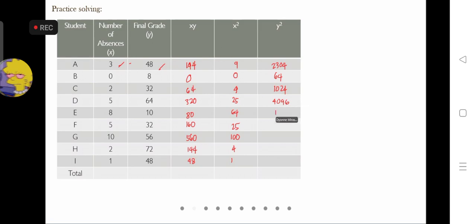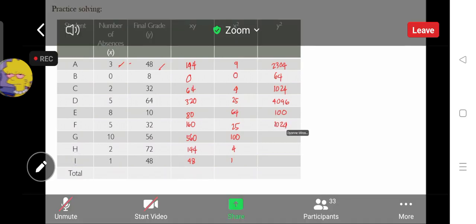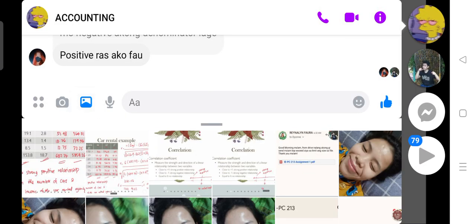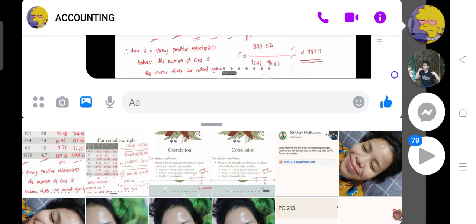10 squared is 100. 32 squared, 1,024. 56 squared, 3,136, miss. And then 72 squared, 5,184, miss. And then 48 squared, 2,304, no? Sige, ato na siya ipang total kay blank ato ang totals.